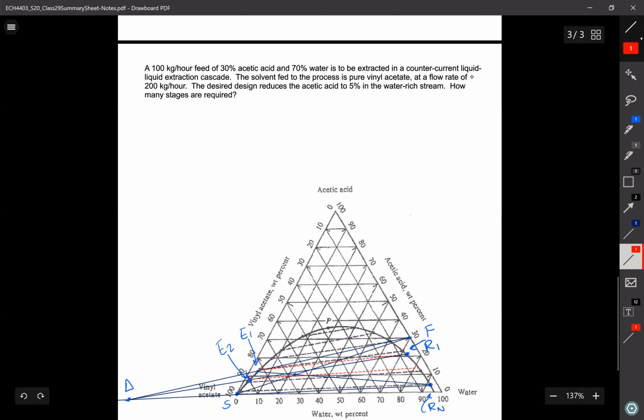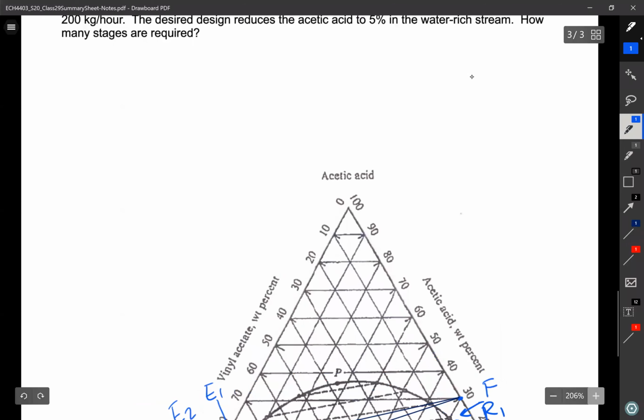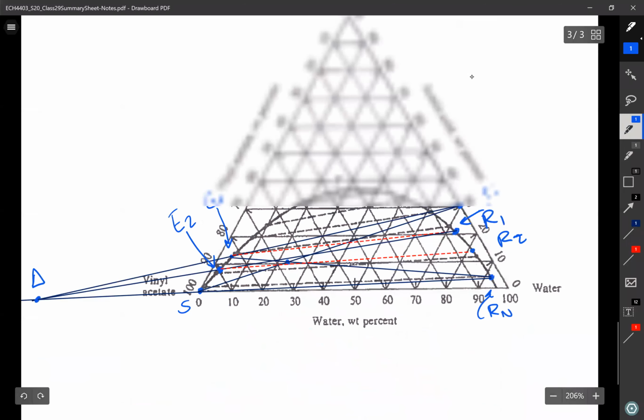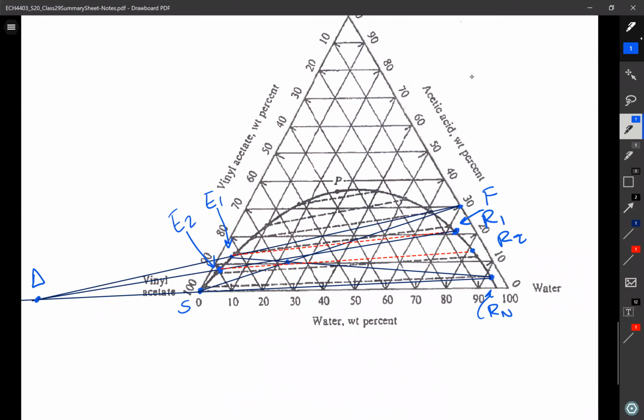Now my composition of R2 is still, what is it, 14% acetic acid. Therefore, I know I'm going to need another stage. So maybe zoom in a little bit because we're getting intricate. Let's wait for my tablet to catch up. Okay, a line from delta to R2, and where that crosses the equilibrium curve is E3.